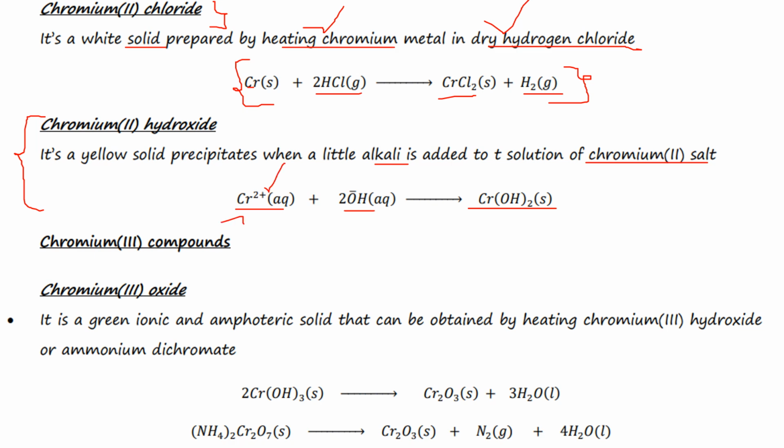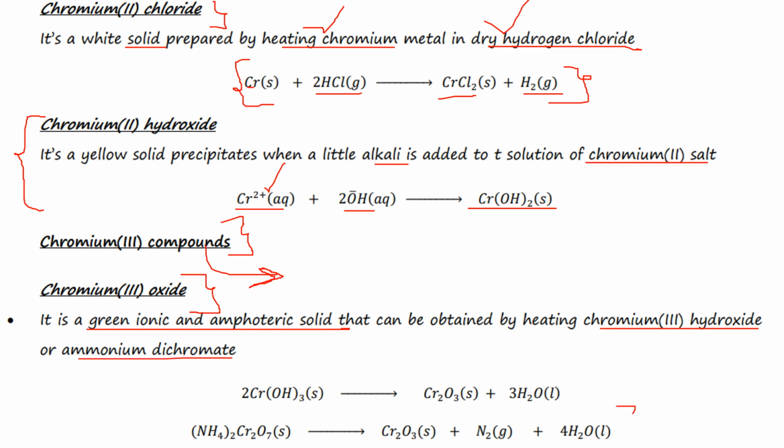Now let's look at the formation of the chromium 3 compounds, which are compounds of chromium in the +3 oxidation state, which is the most stable oxidation state of chromium. We are going to start with chromium 3 oxide, and we see how it is formed. Chromium 3 oxide is a green ionic and amphoteric solid that can be obtained by heating chromium 3 hydroxide or ammonium dichromate.